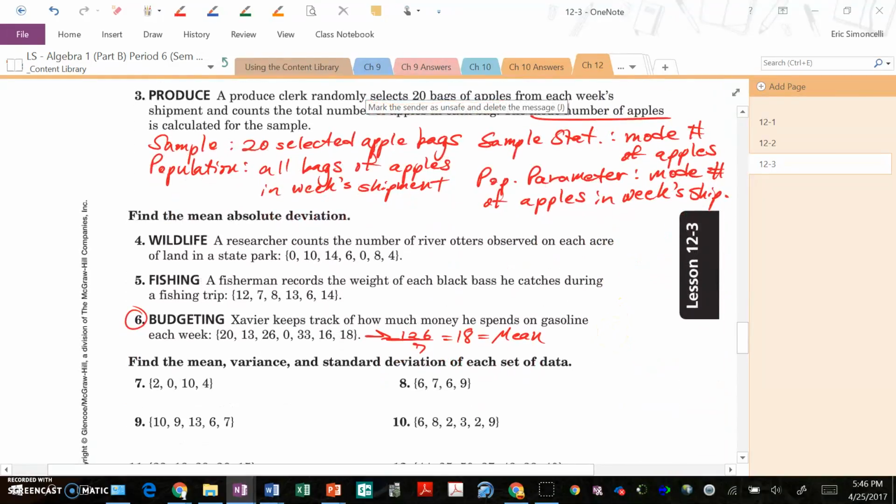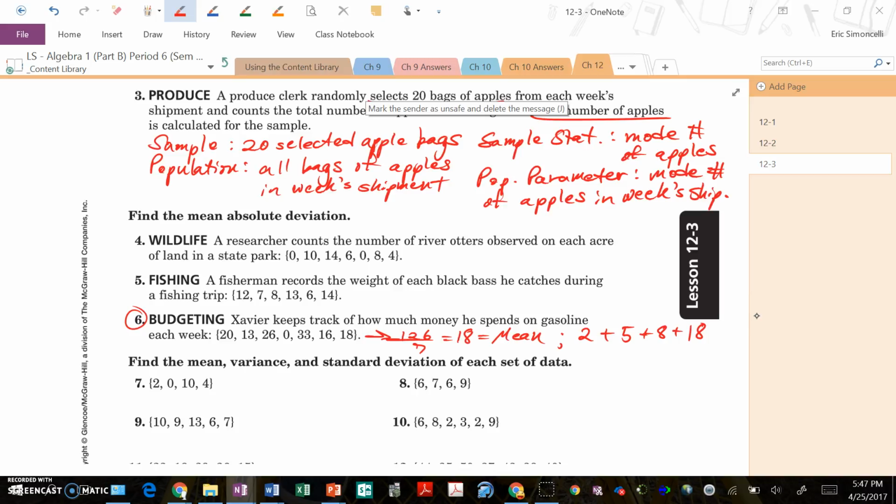So let's do that. We're going to first start with 20 minus 18, which is 2. And I'm doing the absolute value, but in this case it's already positive. 13 minus 18, which is negative 5. I'm going to take the absolute value and just make it 5. 26 minus 18, which is 8, already positive. Keep going. 0 minus 18, absolute value, we do have to make that positive, so 18.